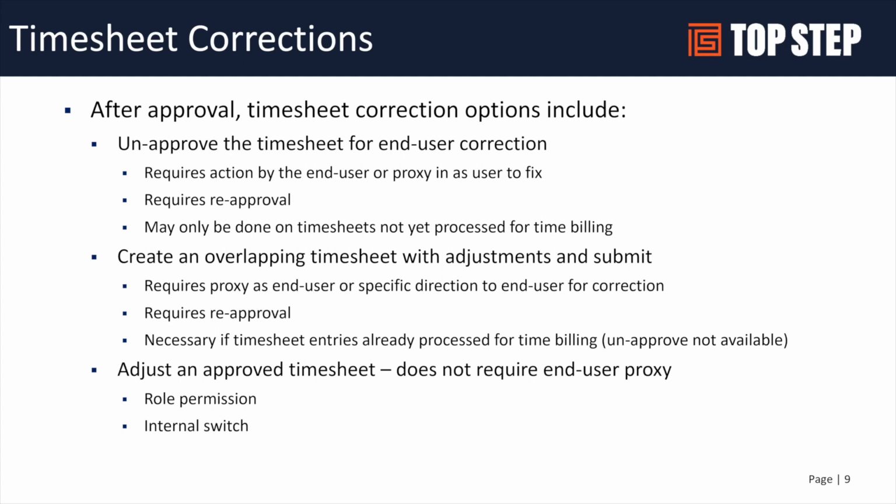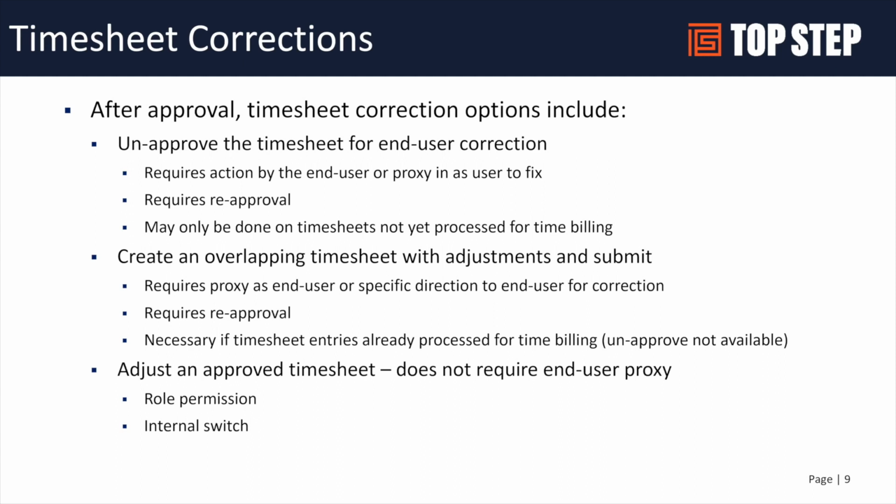You can always do an overlapping timesheet. We've done that before, where you create an overlapping timesheet for the week. You can create negative and positive hours to correct the timesheet, and then submit that. It goes through a complete reapproval process for all the projects on the timesheet. So it's not ideal, but it is workable.